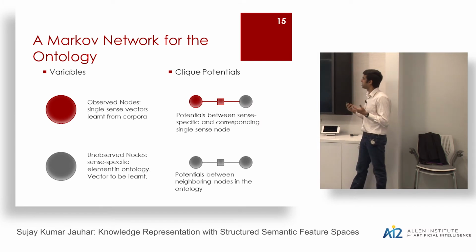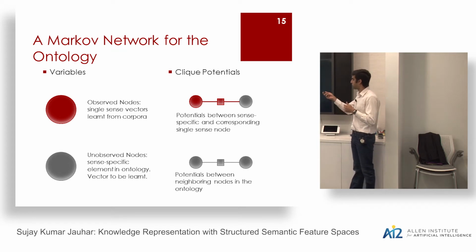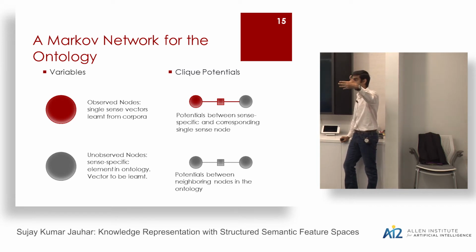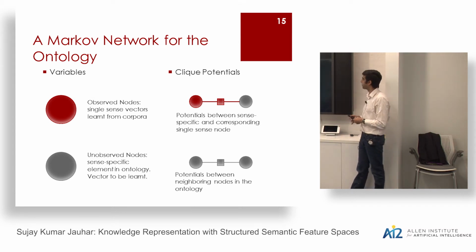All right, formalizing this notion a little bit more, we're going to define a Markov network for the ontology. Markov networks are basically undirected graphical models, and we're going to have two basic kinds of variables. You have observed nodes, on which you're going to get the single sense vectors that you get as input from your corpus. So you already get these vectors, you don't want to update them. And then you have an unobserved set of nodes for each of the senses in your ontology that you care about. These are essentially the vector valued variables that you're going to be trying to infer.